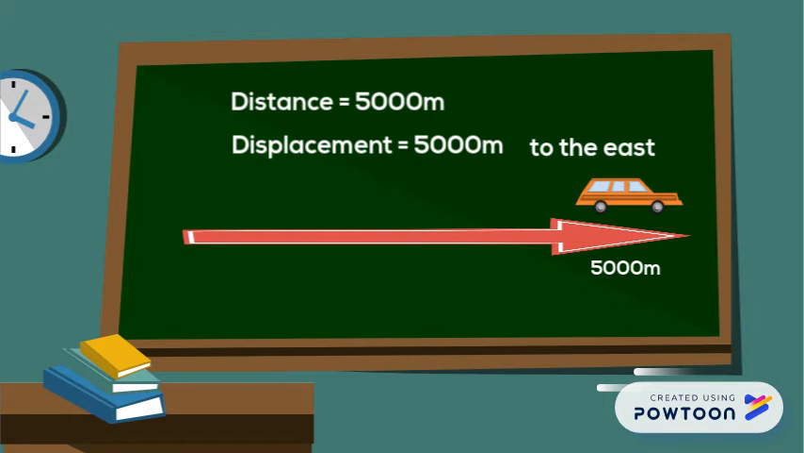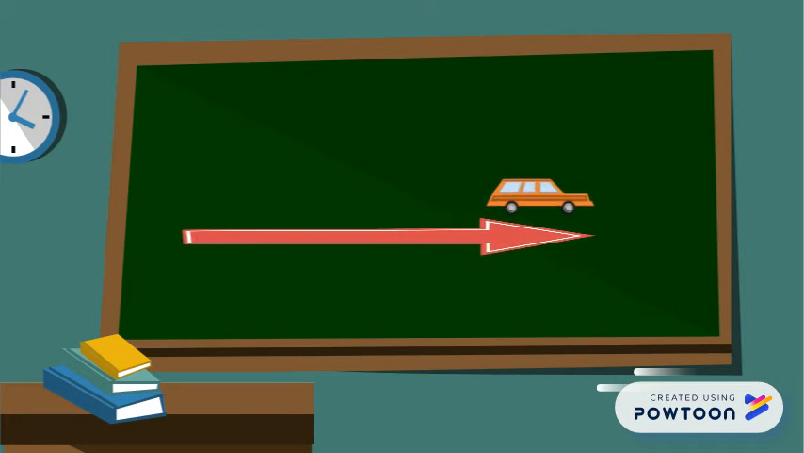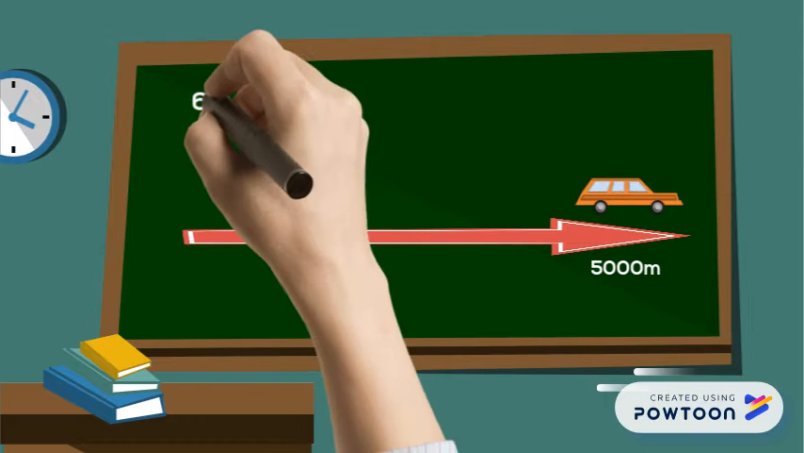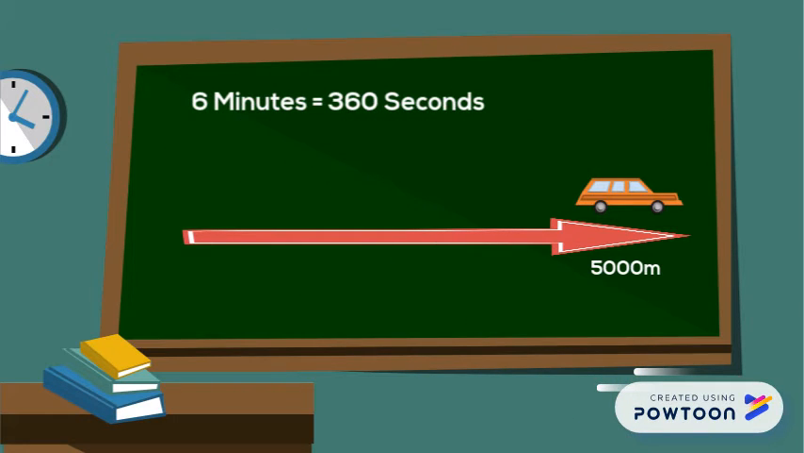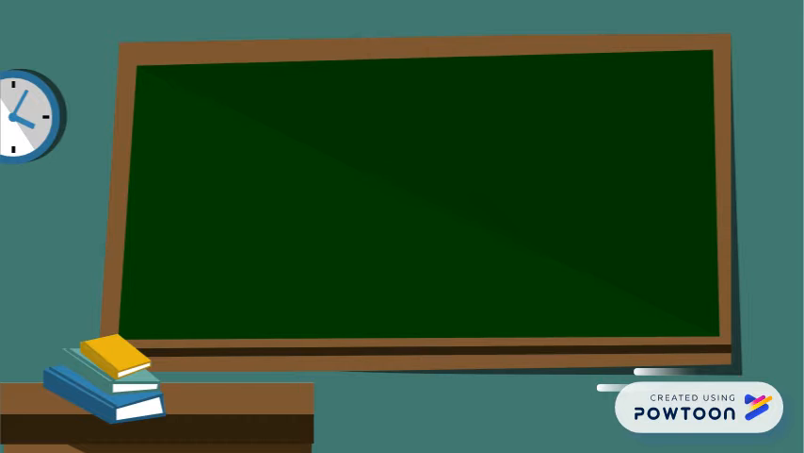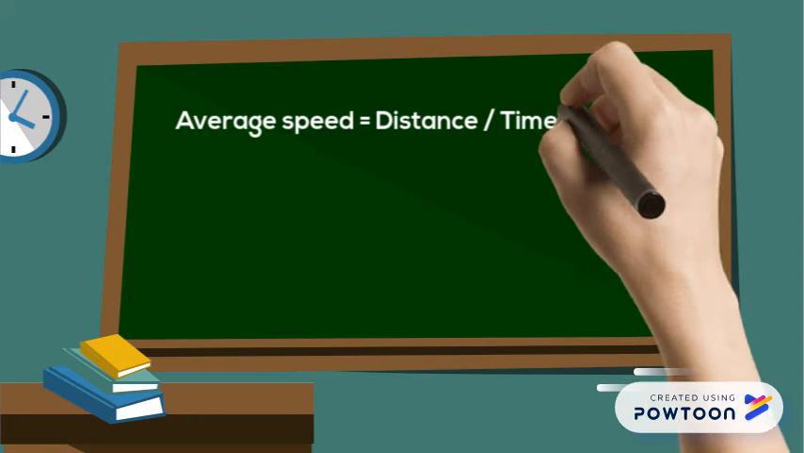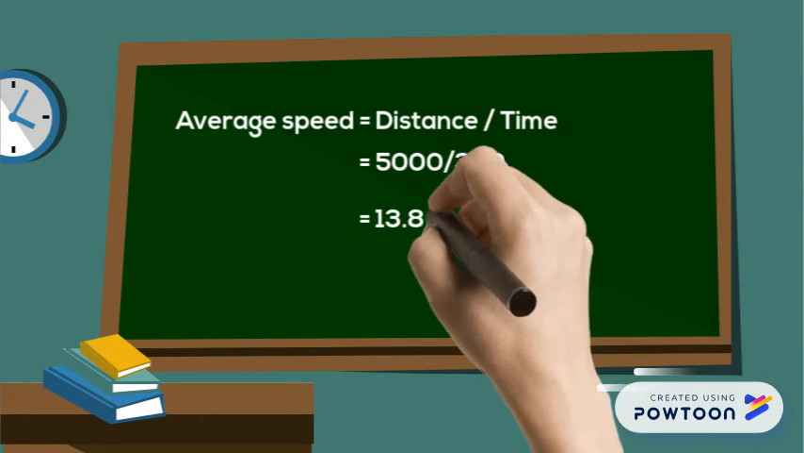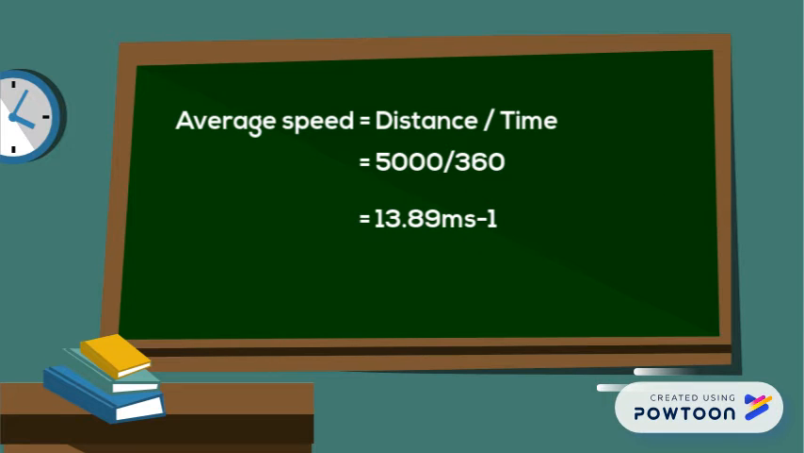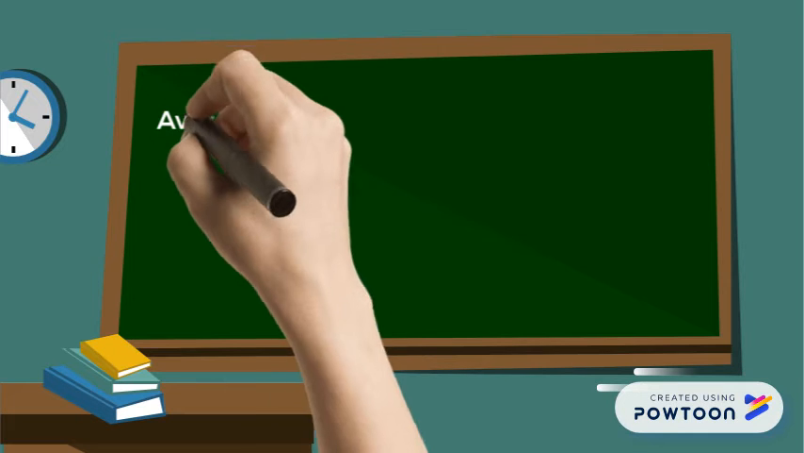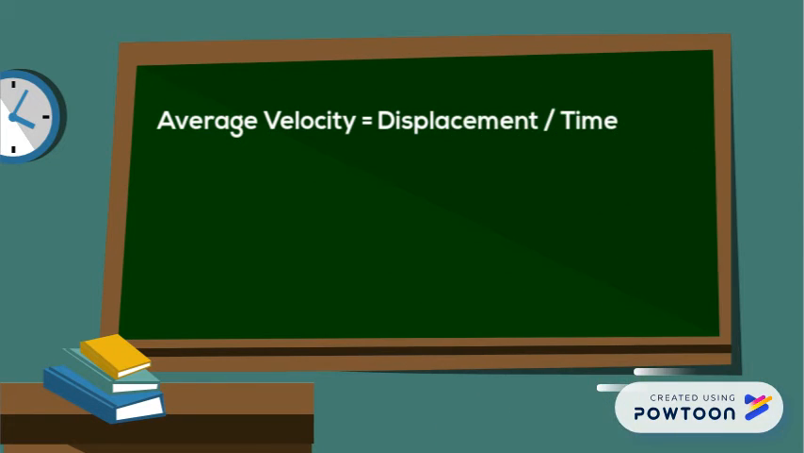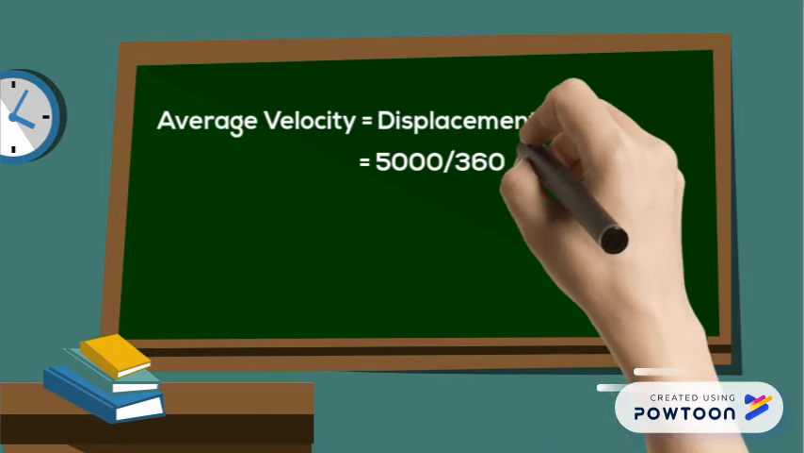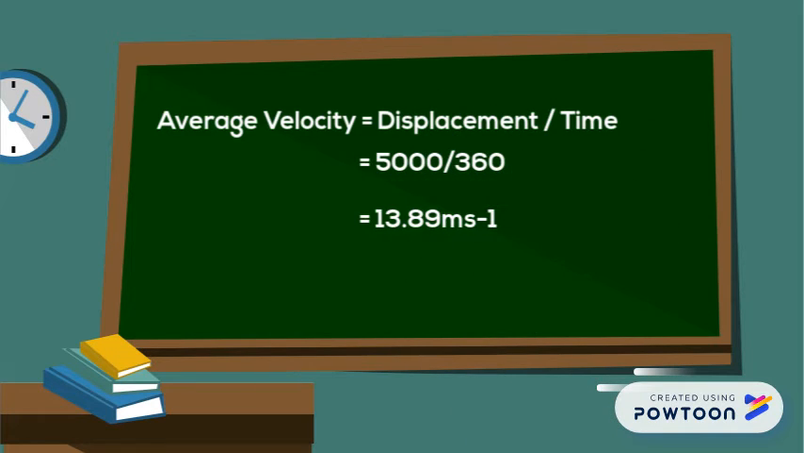in an easterly direction. When measuring our speed and velocity, let's assume that the car took 6 minutes or 360 seconds to cover the 5,000 meters. Our average speed, defined as the distance over the time, is equal to 5,000 meters divided by 360 seconds, which is equal to 13.89 meters per second. Similarly, our average velocity is equal to displacement divided by time. In this case, 5,000 meters divided by 360 seconds is equal to 13.89 meters per second. As this is a vector, we need to say in an easterly direction.